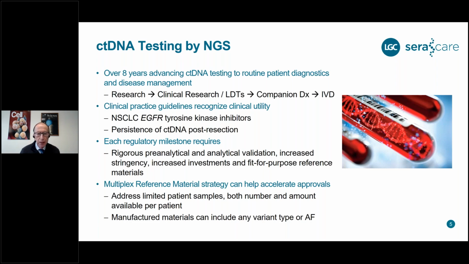Typically, a draw of one tube will end up with 6-7 mLs of plasma. That is not enough for continuous validation and QC over a long period of time. And furthermore, these manufactured materials can include many types of variants and classes of variants that cause cancer.